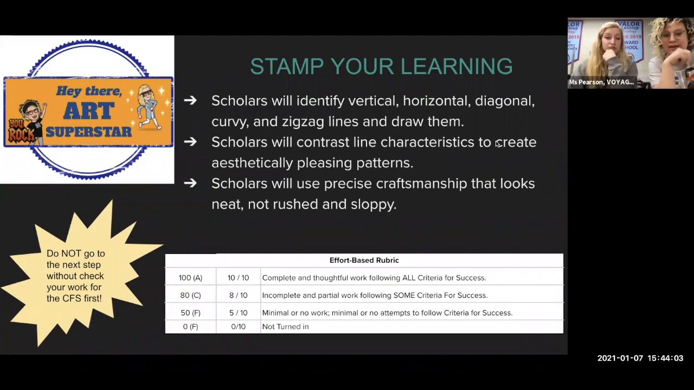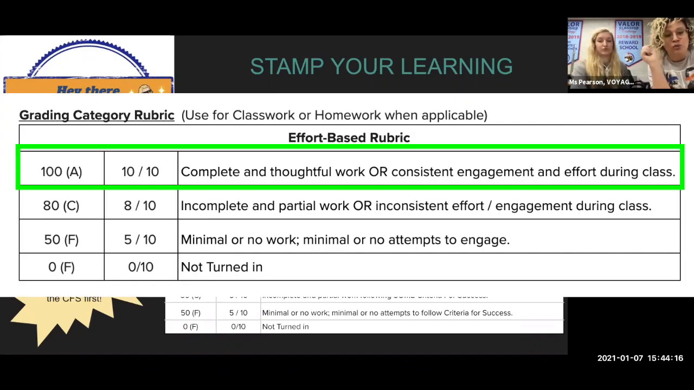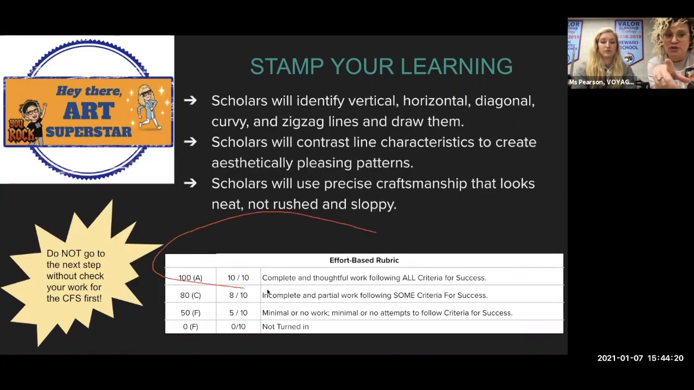So you do the same thing. Also, make sure that you're using that precise craftsmanship so it looks neat, not rushed or sloppy. If you've hit all three of those criteria for success, take a look down at that effort-based rubric, superstar. You have got a 100% A. Now, if you're missing some of those criteria for success, that's going to bring you down to a C or an F. Don't do that. So go back to your work if you need to before moving on to this next step to hit that CFS.